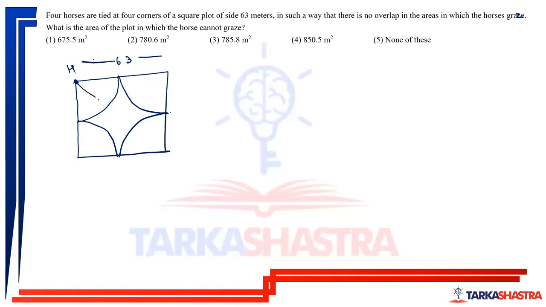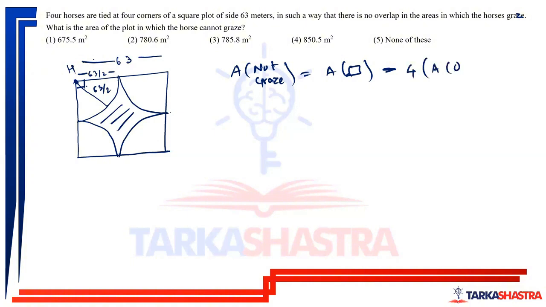Now this length will be how much? It will be 63 by 2. So the radius becomes 63 by 2. And this is 1/4 circle, right? They are asking us to find out the area which they cannot graze. So area which they cannot graze is area of the square minus 4 times area of the quarter circle. Yes or no? These are quarter circles, so 90 degrees. 90 degrees means 1/4 of a circle. So, and then there are 4 quarter circles we have, which will make it a full circle.